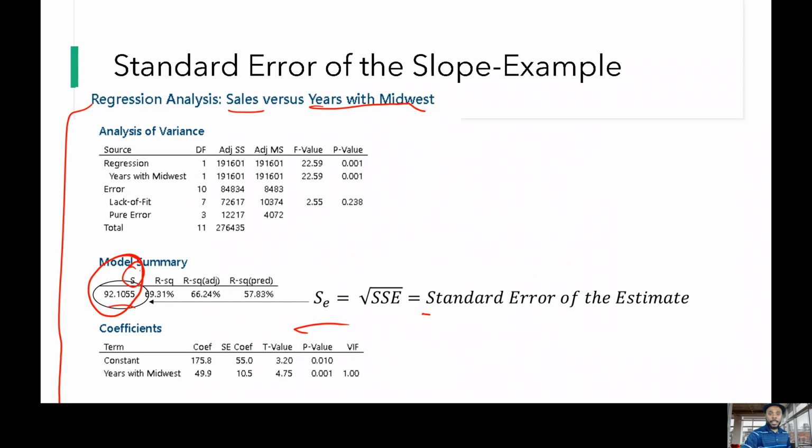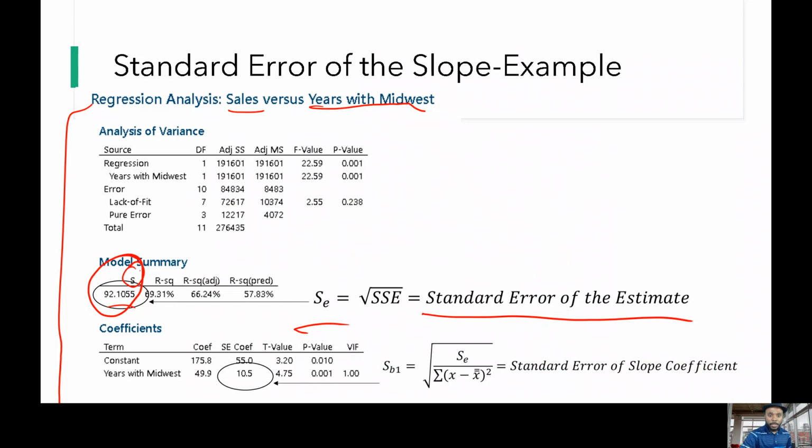SE is called the standard error of the estimates. And what is this? This is the standard error of the slope coefficients. For each of the slopes, this is the slope with Midwest. This is the standard error of the slope coefficients, and this is the t value, the test statistic for the slope. Remember, we computed the test statistic for the slope to check if this variable was significant or not, and we got about 4.75 by hand. So this is the test statistic.